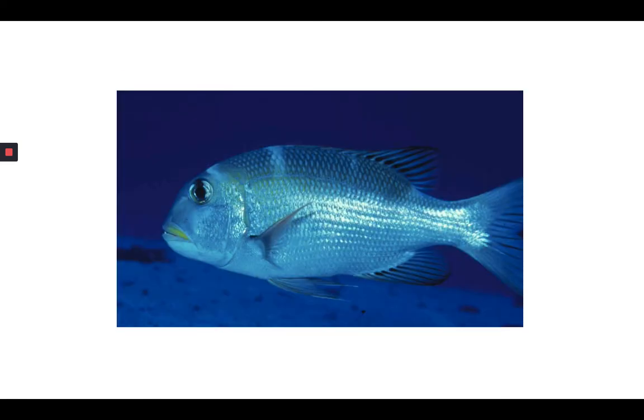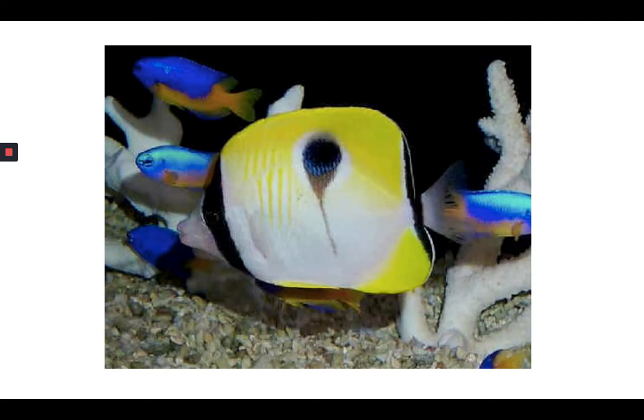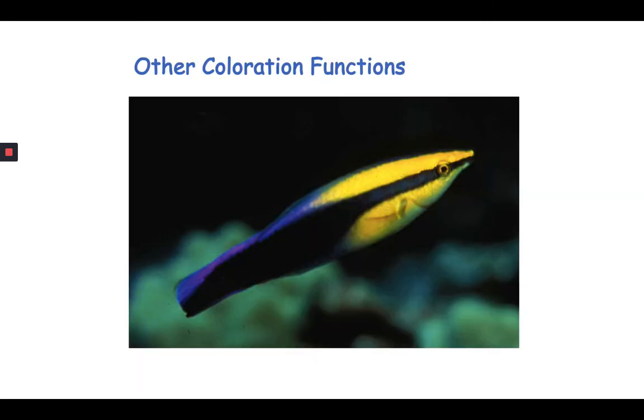Here's another example of a fish that can change color. These can get bars on them or be almost silvery. Another one with a false eye spot. And this is the advertising coloration. So they're advertising that they're ready for business.